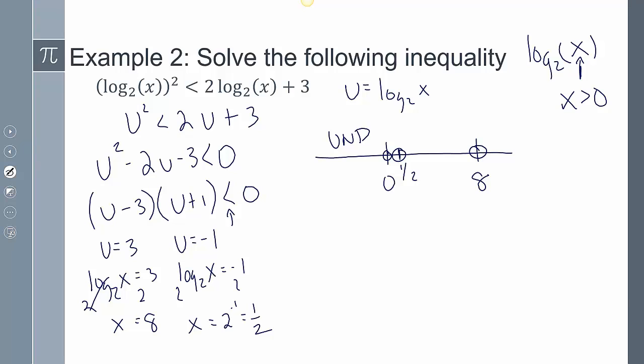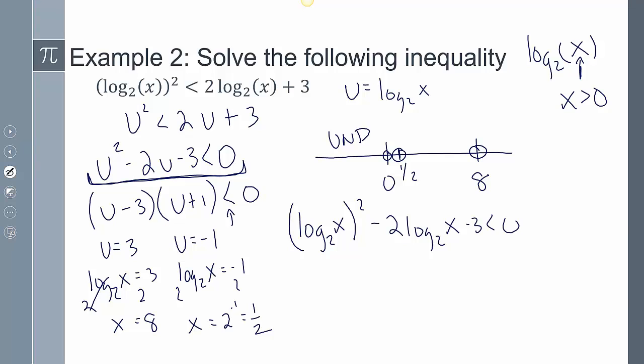So now I need to test a value in between it. So we're going to use this statement here to kind of help us, and we'll use our calculator to help verify it. So that looks like log base 2 of x squared minus 2 log base 2 of x minus 3 is less than 0. So the first value that I'm going to pick, we can say right here, that'll be 0.25. Then I'll pick 2, and then I'll pick 9. So those will be the values that we can go through and test.